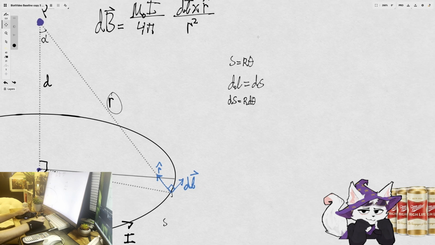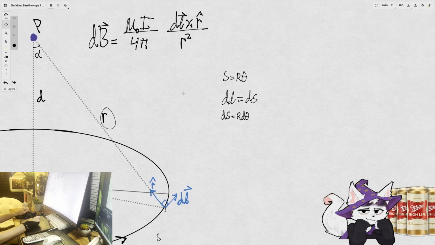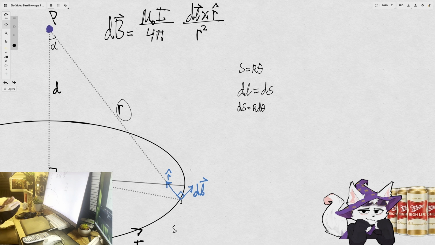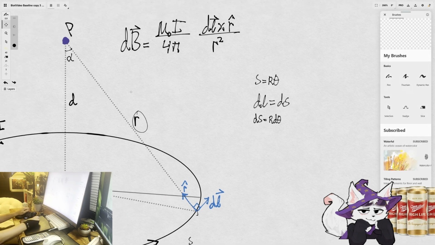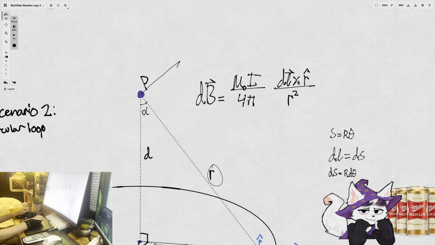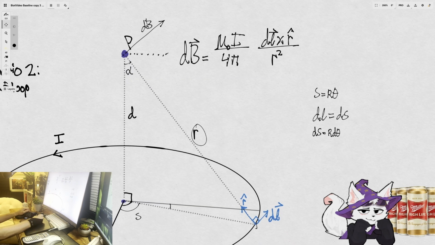Now actually, before we continue, let's take a look back at our vectors here and do our cross product. So point our fingers in the direction of dl, and then curl them up to r hat, and our thumb is sticking at an angle. Remember that our cross product always results in a vector that is orthogonal to both of them, meaning that our dB vector is pointing at some angle above the horizon from this point.